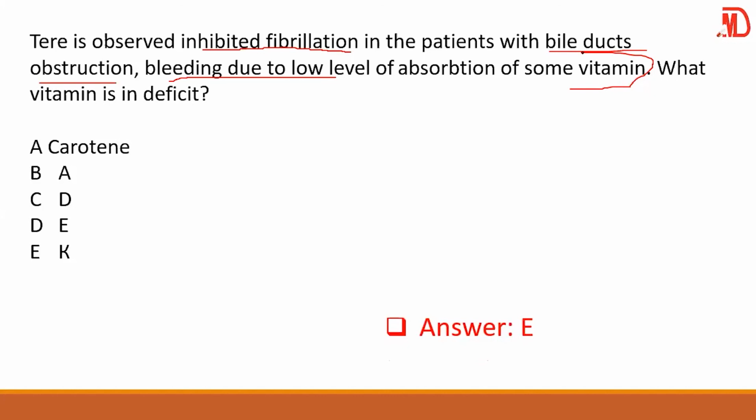Of course, we may mention that ascorbic acid, that's vitamin C, can also help to prevent what? Hemorrhages, bruises, and all those things. But over here, there's not even vitamin C to confuse us. So easily, we can go into our vitamin K divisions.